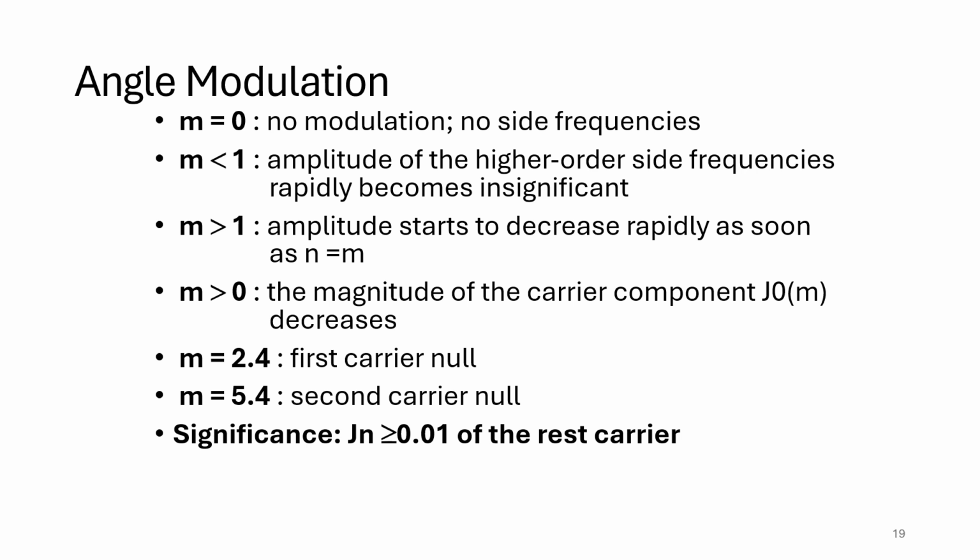When M is greater than 1, this is already possible. For AM, it is always less than 1, but for FM and PM, it is possible. The amplitude starts to decrease rapidly as soon as n is equal to M. When M is greater than 0, the magnitude of the carrier component J0M decreases. These are the special points to remember: when M is equal to 2.4, this is what we call the first carrier null, and M equal to 5.4 is the second carrier null.